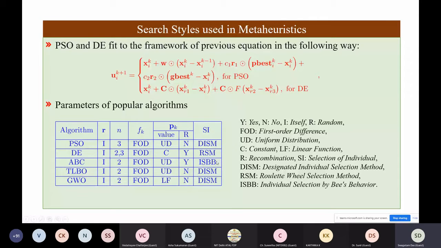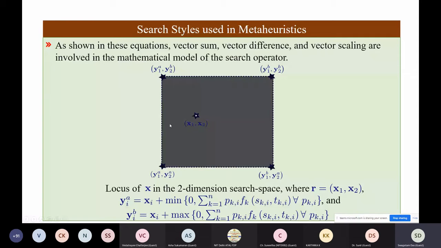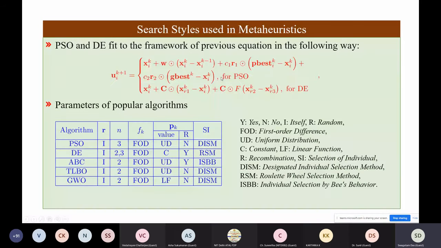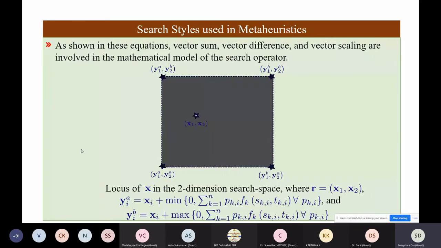So, as shown in these equations, vector sum, vector difference, and vector scaling are involved in the mathematical model of the search operator. All these search operators, we have just taken 2 examples here, PSO and DE, and we have just shown 5 of the other algorithms which fit this particular framework. All these equations use the vector sum, the vector difference, and the vector scaling involved in the mathematical model of the search operator.